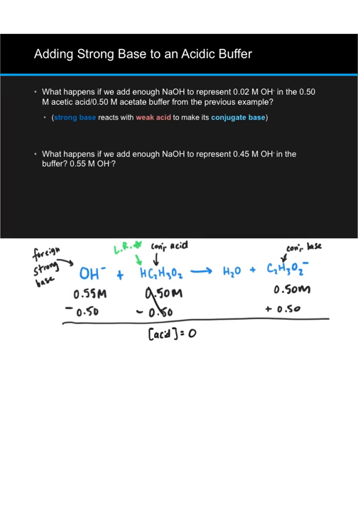It doesn't matter what the concentration of our conjugate base is, because we have run out of one of the components of our buffer altogether, we no longer have a buffer. So if any buffer component runs out, we can by definition no longer have a buffer.